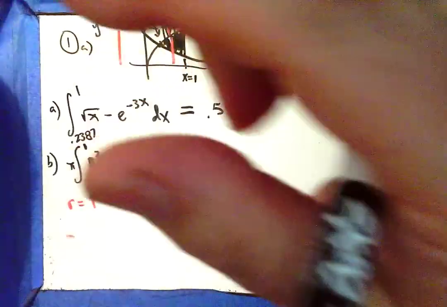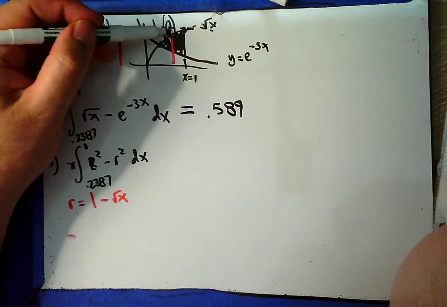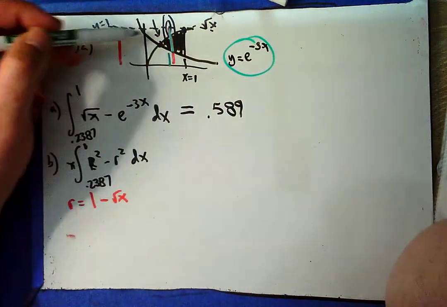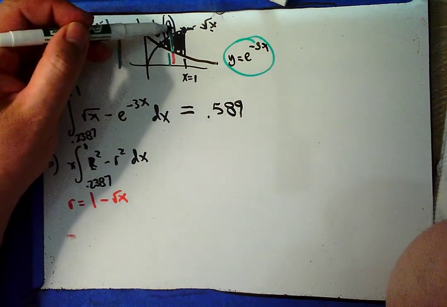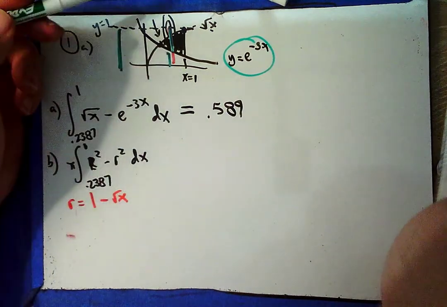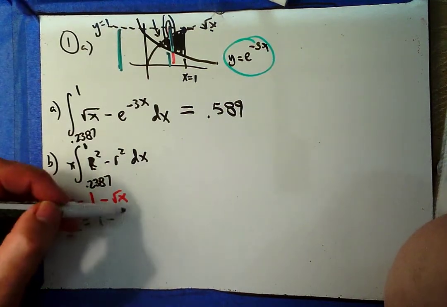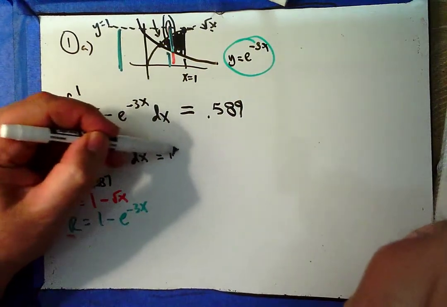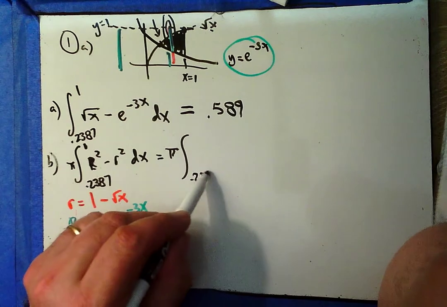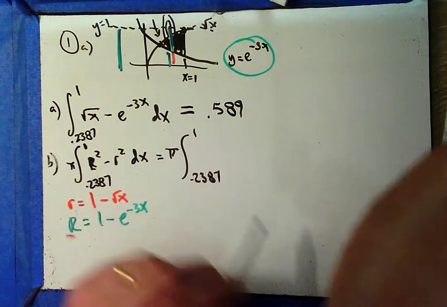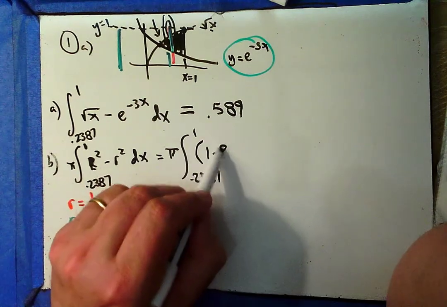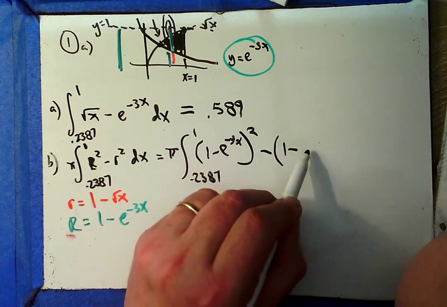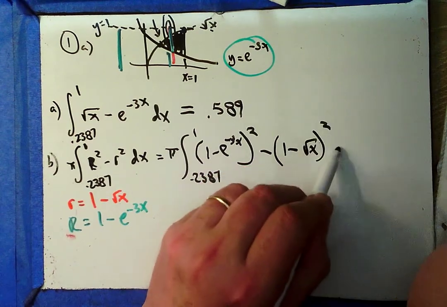What about big R? Well, big R is down here, all the way to here, and again, this is the y value for this function. This distance is 1, and this big R radius is going to be 1 minus this y value. So big R is going to be 1 minus e to the negative 3x. So this problem becomes pi integral from 0.2387 to 1. And we've got big R squared, 1 minus e to the minus 3x. Don't forget the squared. Minus 1 minus square root of x squared dx.